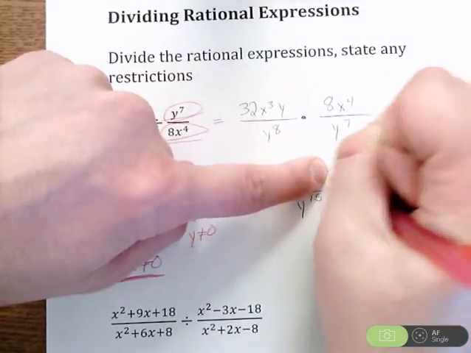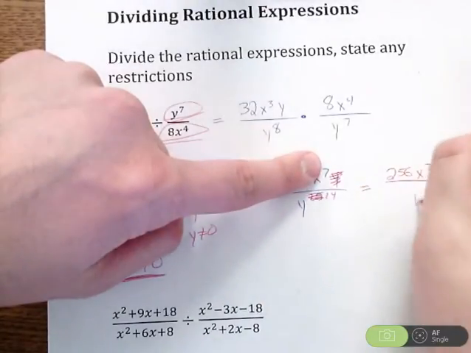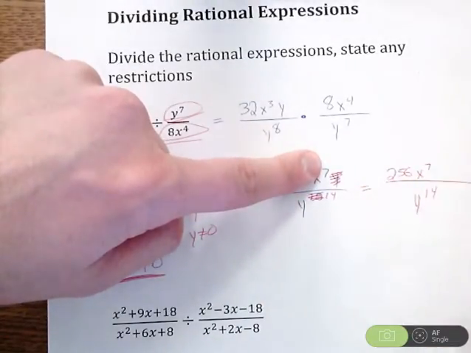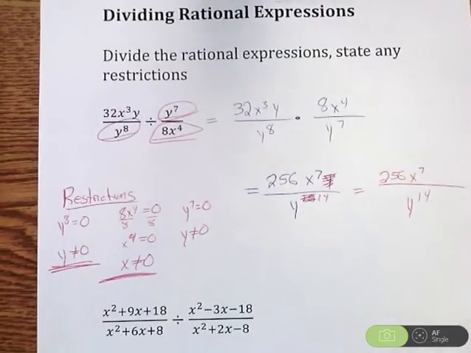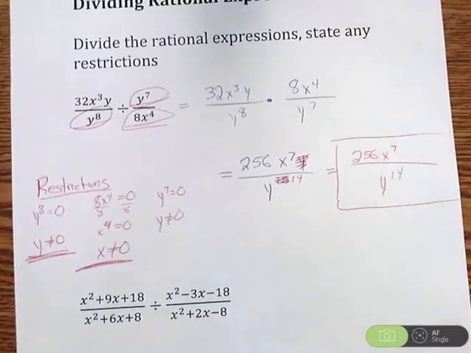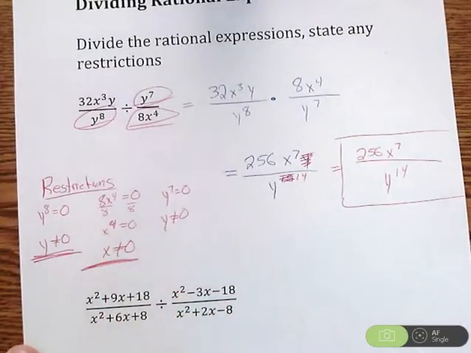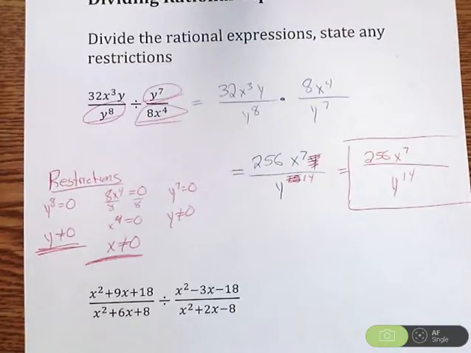If I take away one from here and take one from there, I'm now down to y to the 14th. So my answer to this first dividing rational expressions problem is 256x to the 7th divided by y to the 14th with restrictions y cannot be 0 and x cannot be 0.